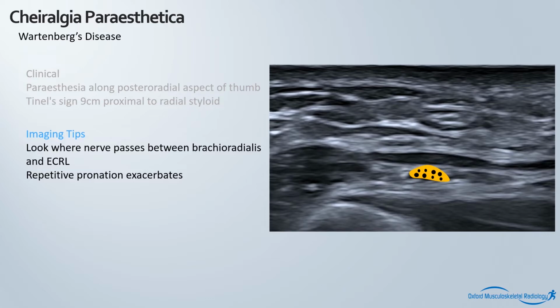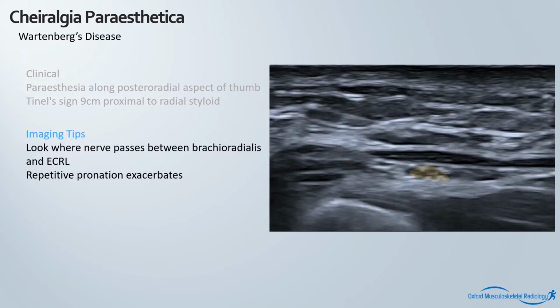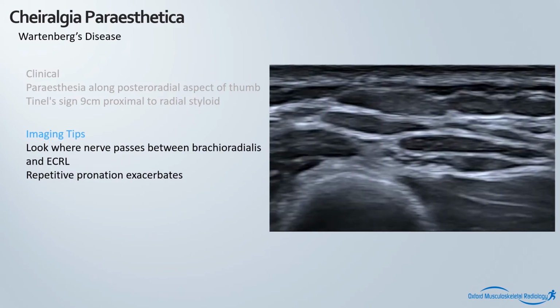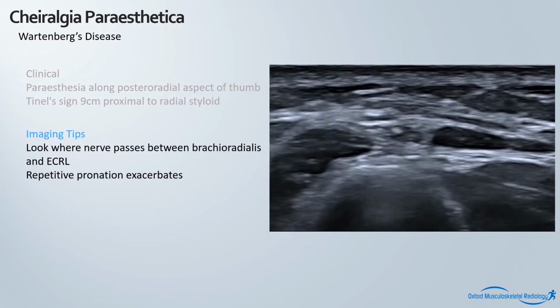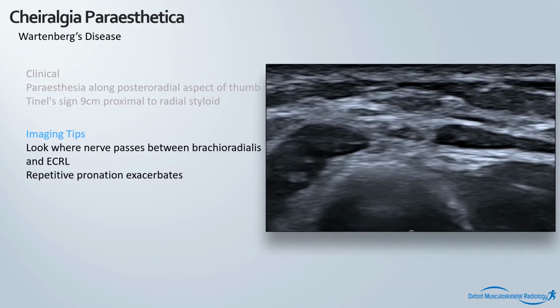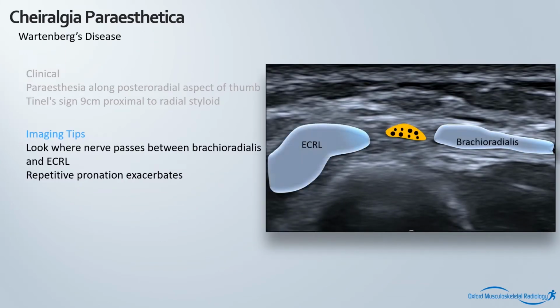So here we have the nerve lying beneath brachioradialis, and as the video loop runs, we'll see that it passes superficially, and at this point it's now lying between the tendon of brachioradialis and extensor carpi radialis longus, and as it passes through the superficial fascia, this is the point where there is the potential for entrapment.